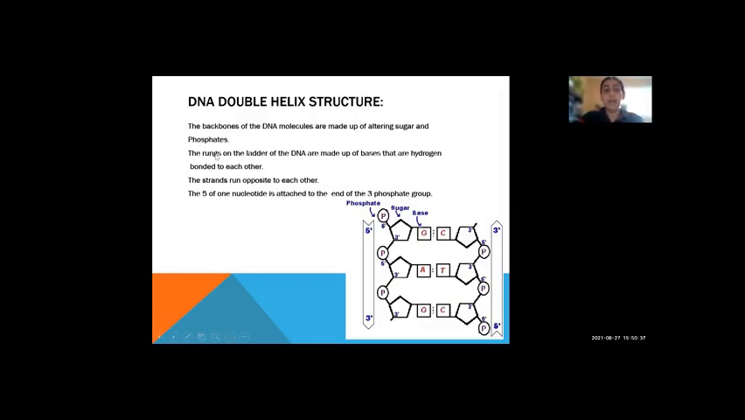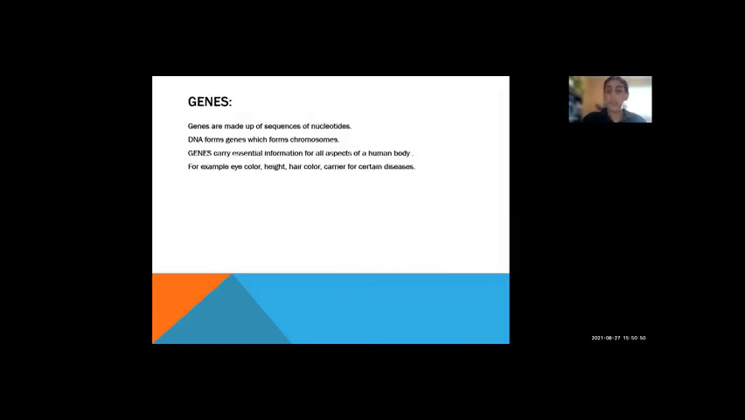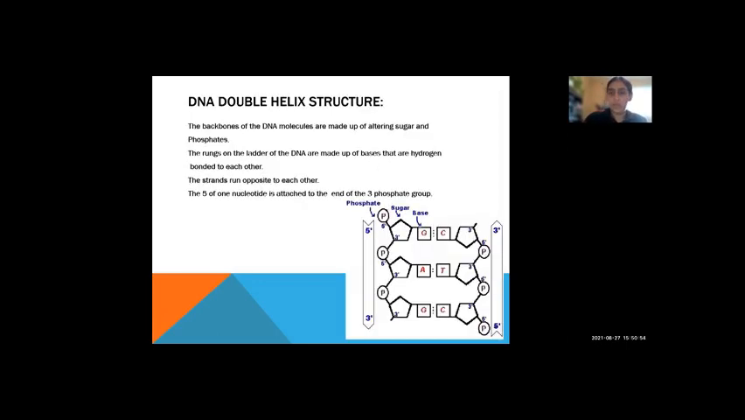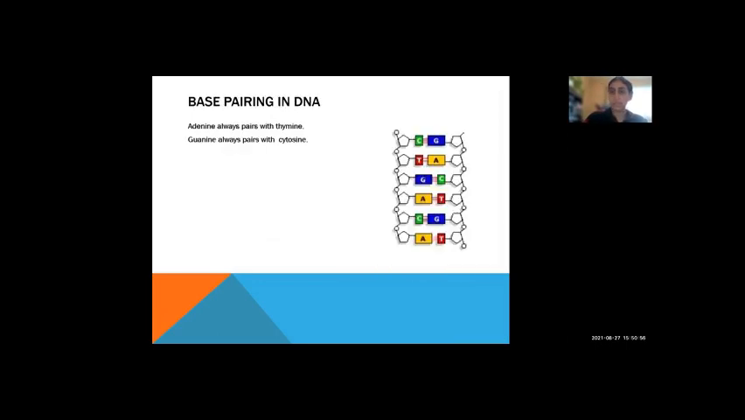And what binds the bases together? The nucleotides are bonded together by phosphodiester bonds. What binds the bases is the hydrogen bond. Next, we will go to a very important and very interesting topic, which is genes. Now, we'll go back to our slide, this one right here.